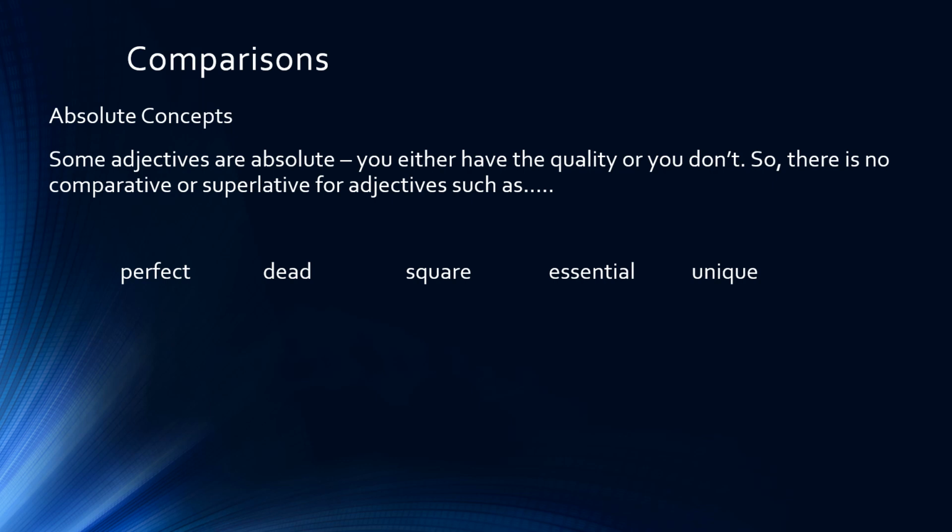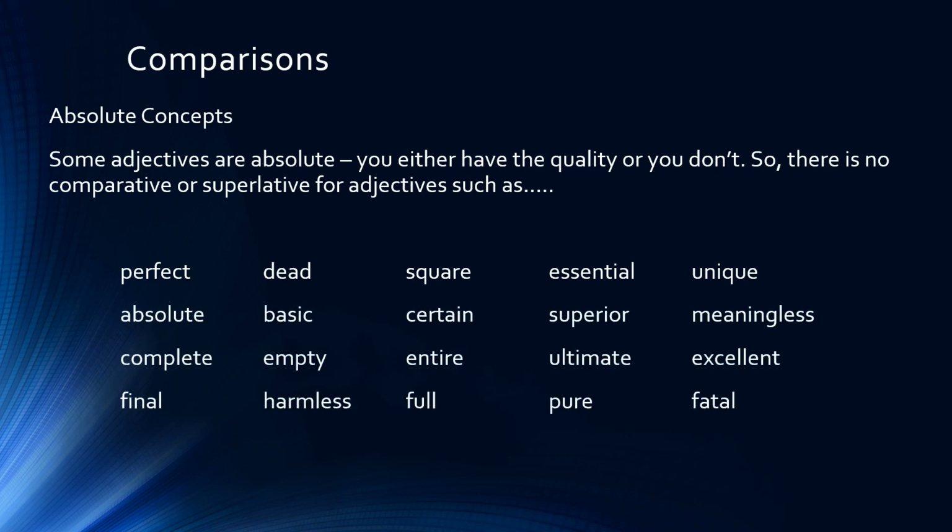Dead is an absolute. You can't be more dead or less dead. If you're dead, you're dead. A square cannot be more square, nor can it be less square. These are what we would refer to as absolute concepts. Here are just a few others that would fit into the category of absolute concepts. We would not have something that is more absolute or least absolute.